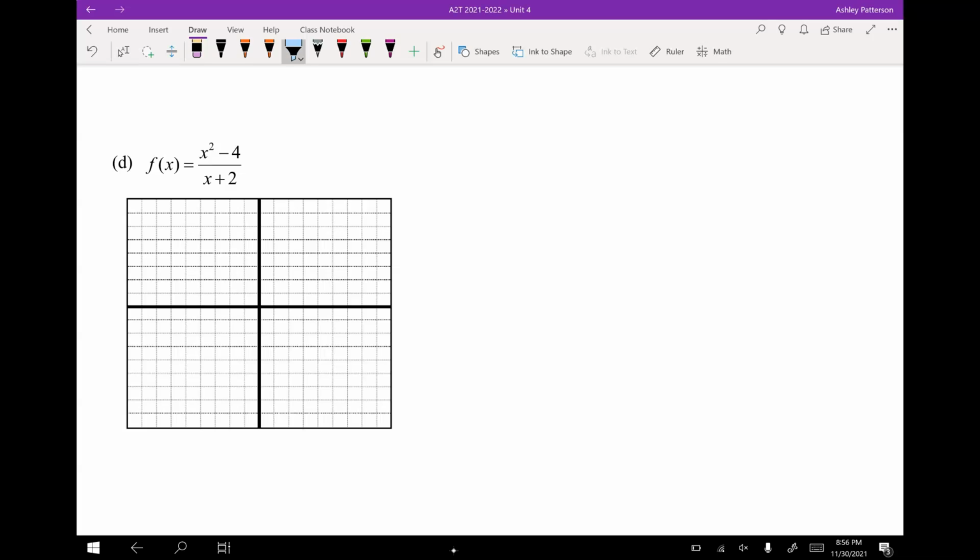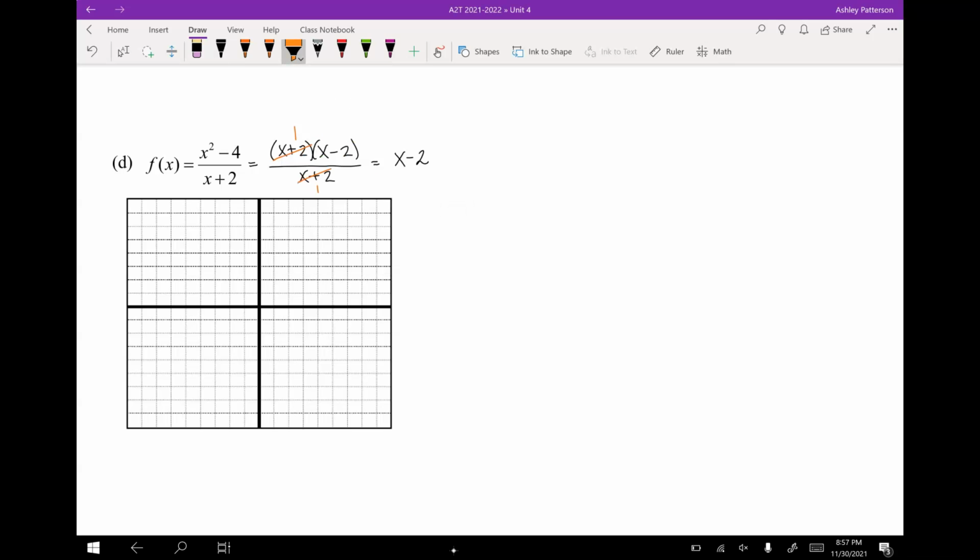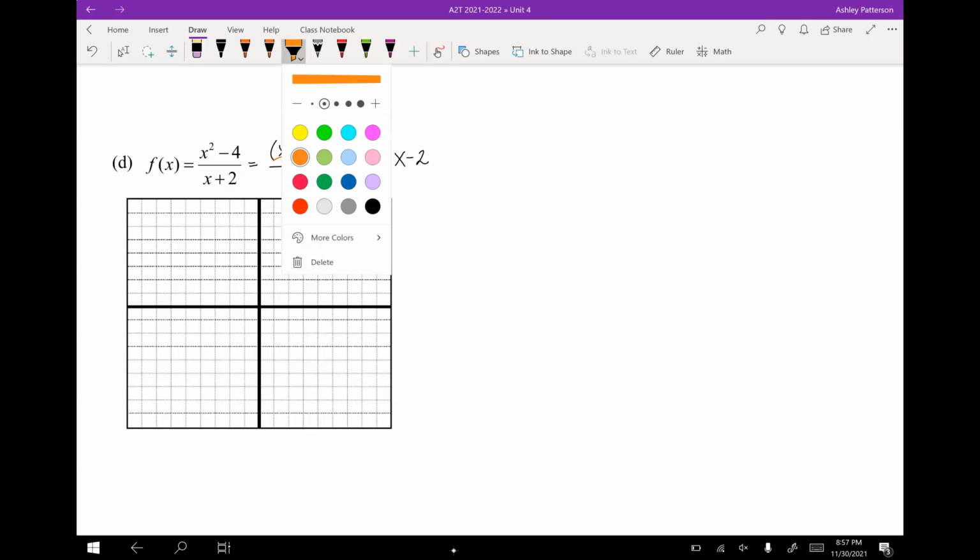Looking at D, I see we can factor the numerator because it is a difference of squares. So we have x plus 2 times x minus 2 all over x plus 2, remembering that we always factor first to see this. Can we reduce a factor from the numerator and the denominator? Yes, we can. So we're left with x minus 2.